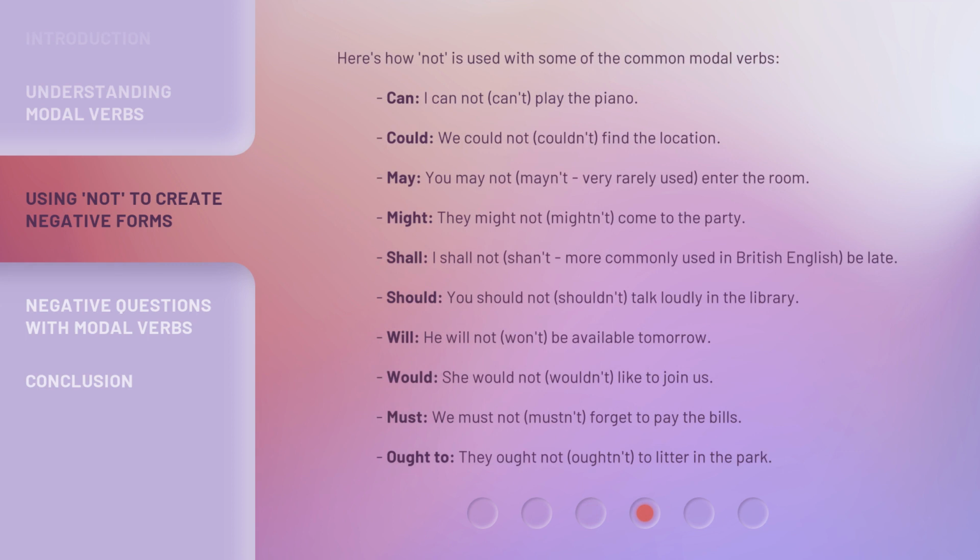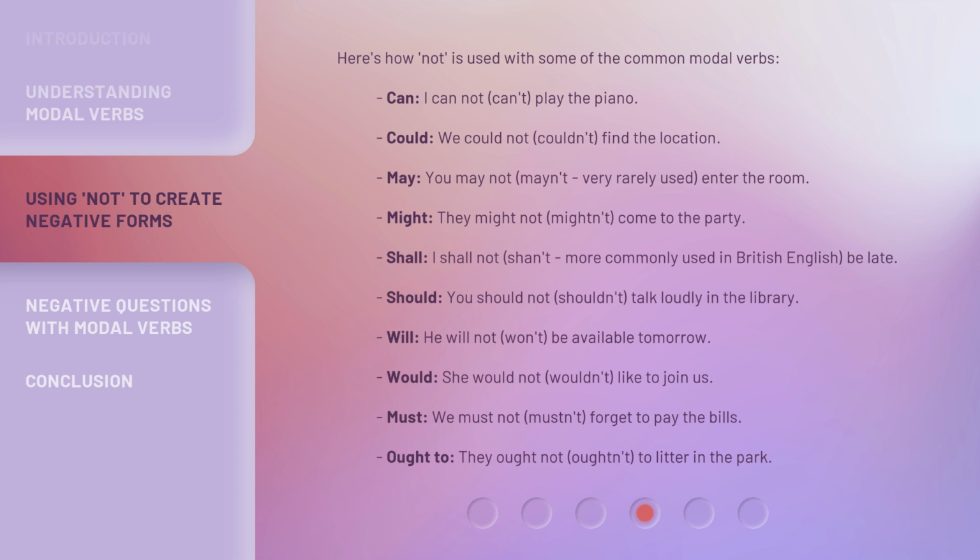Here's how not is used with some of the common modal verbs. Can. I cannot, can't play the piano. Could. We could not, couldn't find the location. May. You may not, mayn't, very rarely used, enter the room. Might. They might not, mightn't come to the party. Shall. I shall not, shan't, more commonly used in British English, be late.